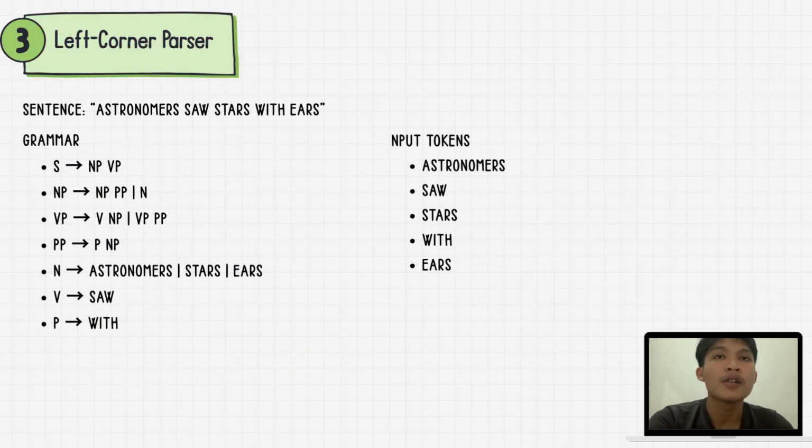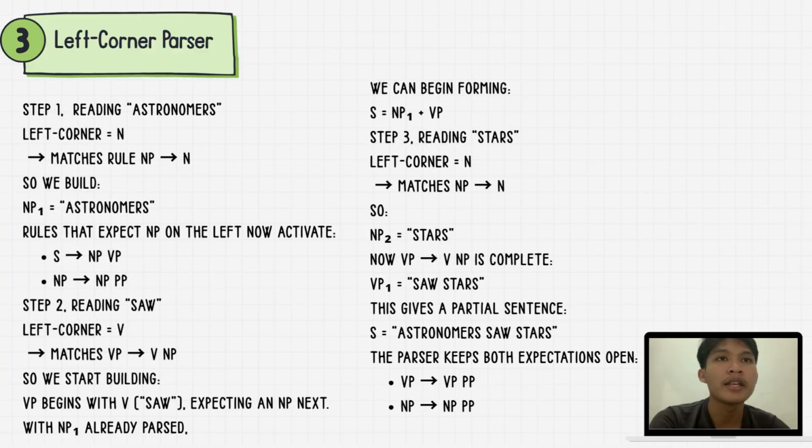For the last one, we move to the left corner parser implementation. We use the same sentence again: astronomer saw stars with ears. Left corner is an effective hybrid approach, excellent at handling difficult grammar structures like left recursion. The parser begins bottom-up: astronomers is recognized as the left corner of NP1, then it switches to top-down to predict the rest, expecting a VP. When stars is found, VP1, saw stars, is completed, and the NP to NP PP and VP to VP PP ambiguities are instantly activated.